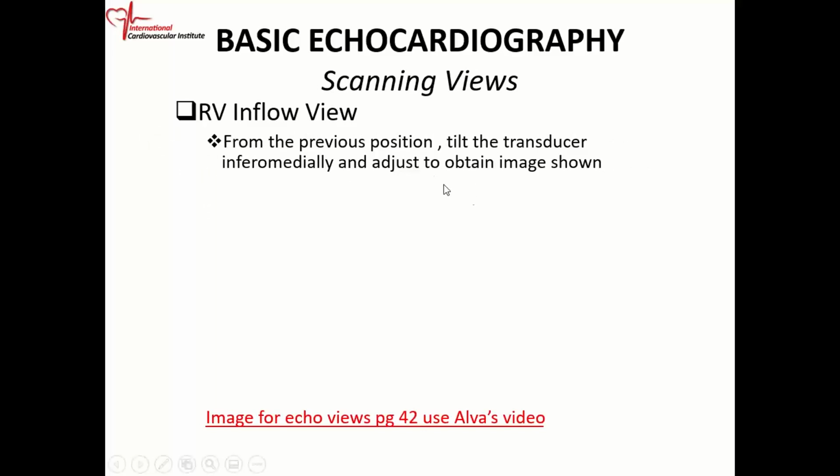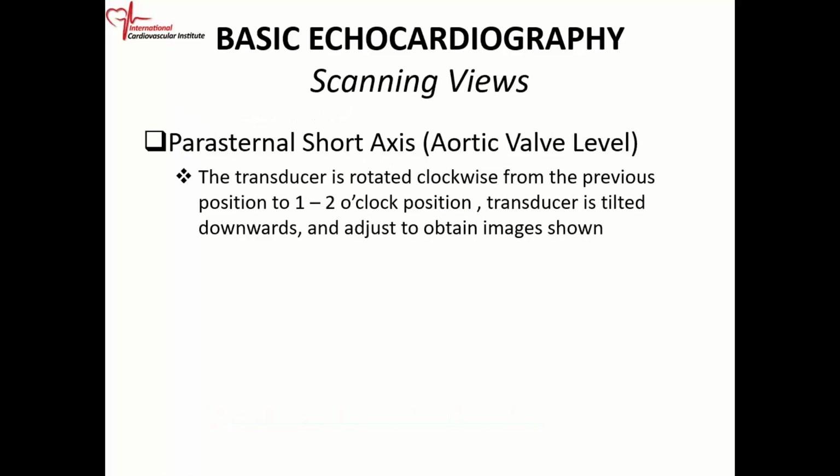So you tilt the transducer towards the patient's left shoulder. That's an RV view. Now, we finished the parasternal long axis view. We finished the RV inflow view, and we're going to the short axis view. So we're going to look at the short axis view.